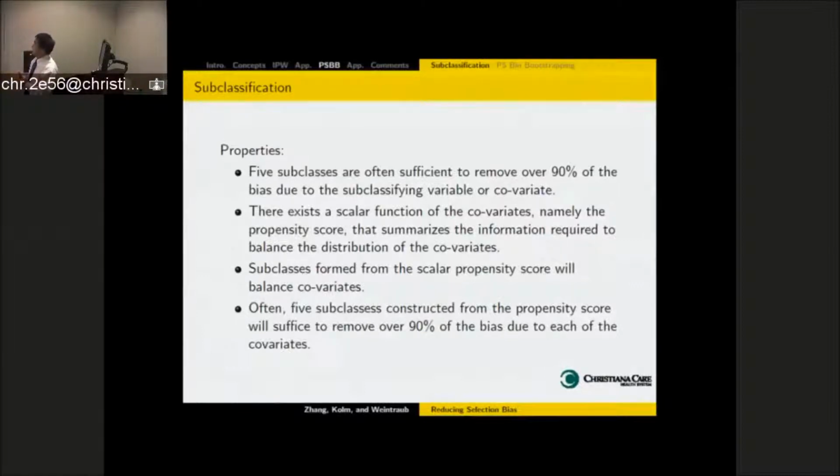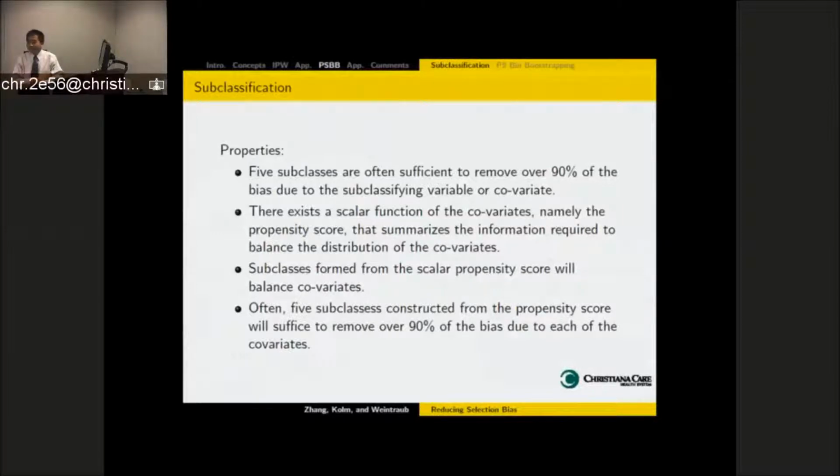And then this propensity score can summarize the information required to balance the distribution of covariance. So the subclass based on propensity score will balance covariance. So this is the background and the theoretical support for this propensity score bootstrapping. So in practice, five subclasses constructed from the propensity score will be enough to remove over 90% of bias due to each of the covariance. So this is the reason why for health economics and other non-normally distributed data sets, we can use this bootstrapping or some sub-classification to address the selection bias.